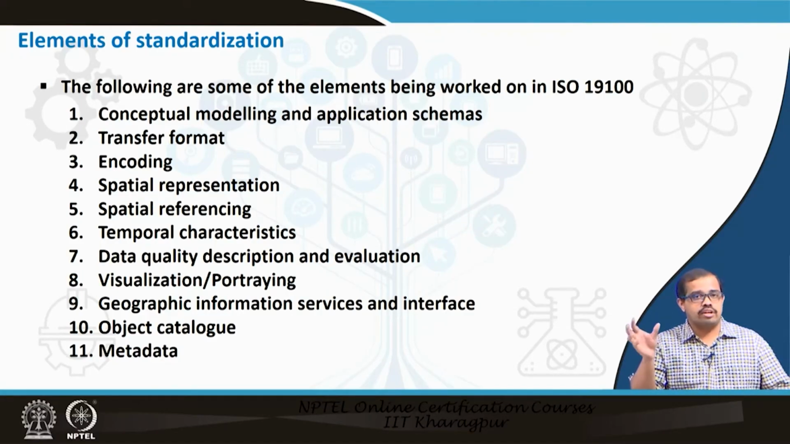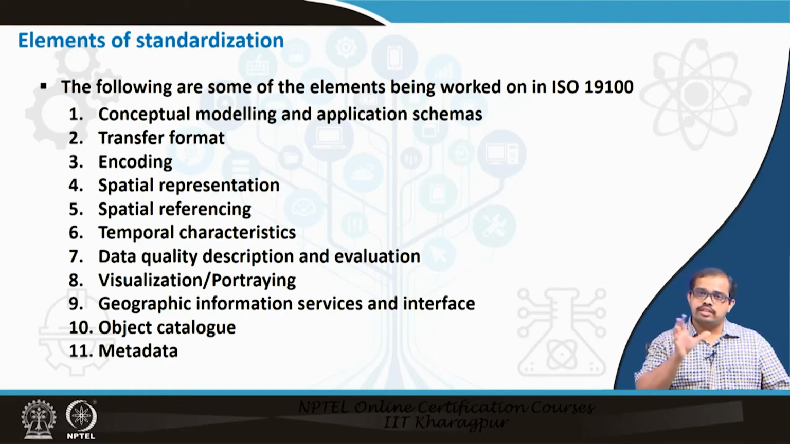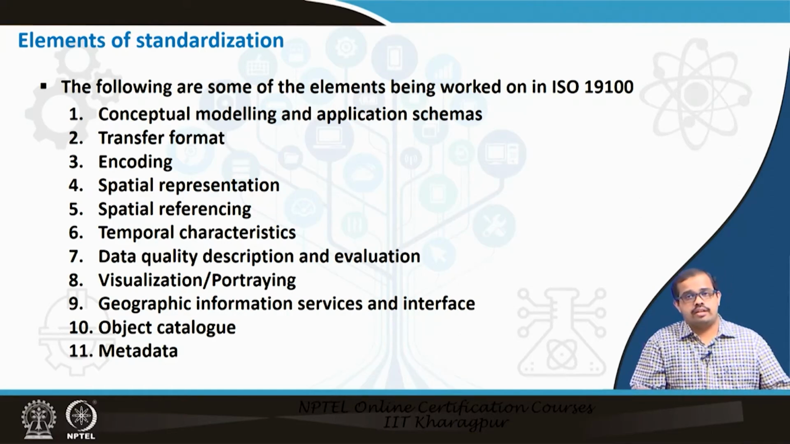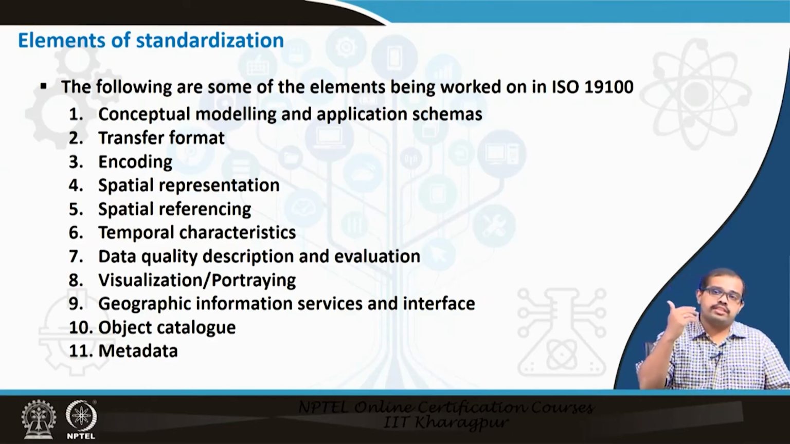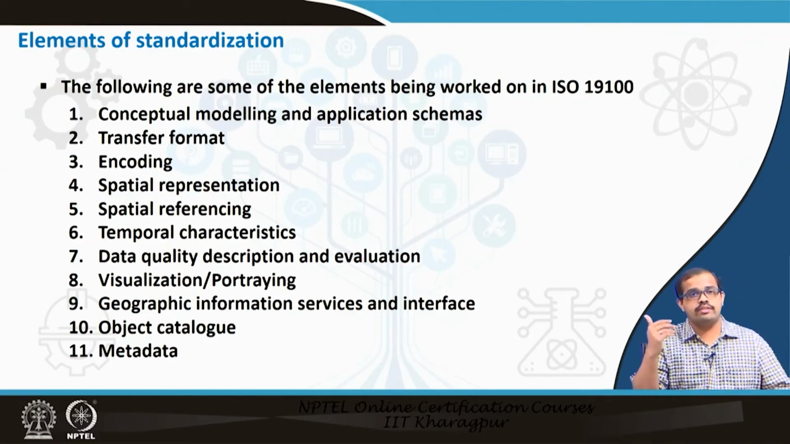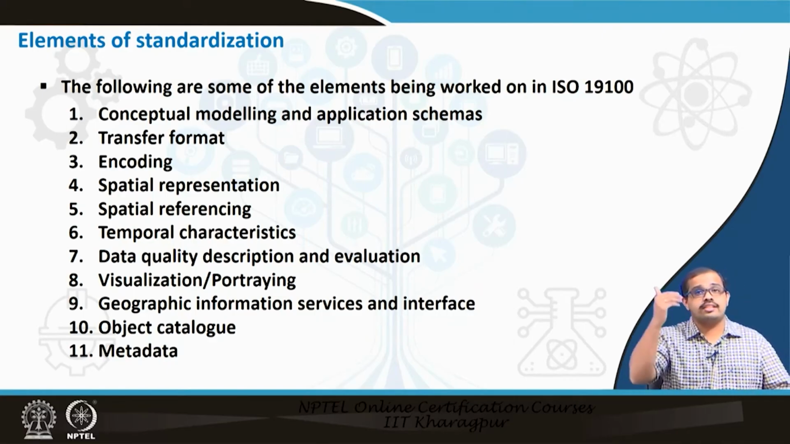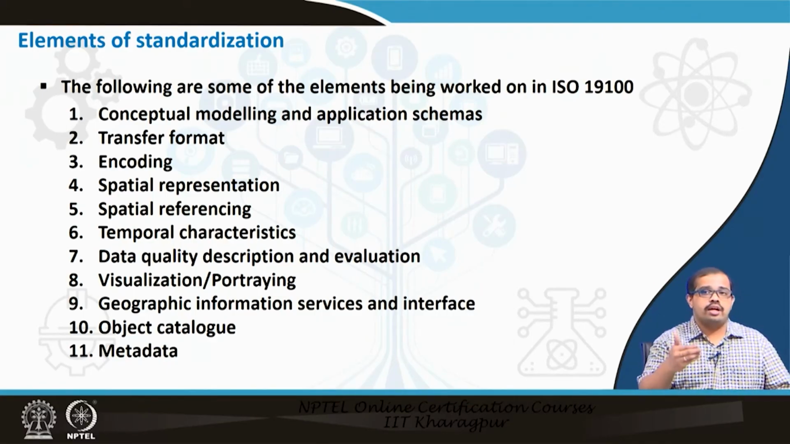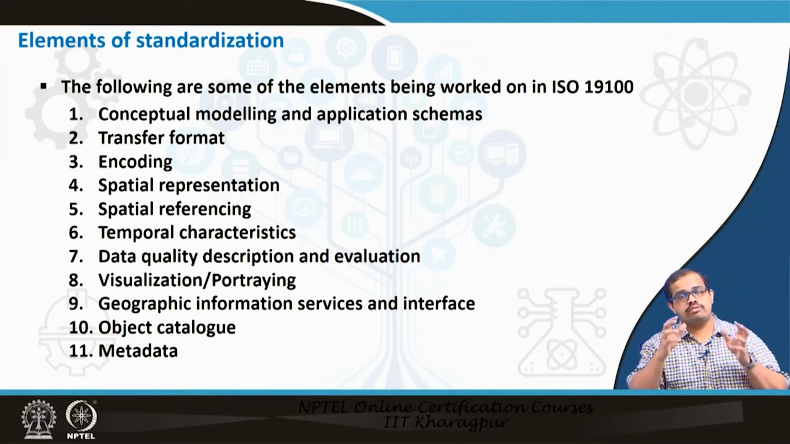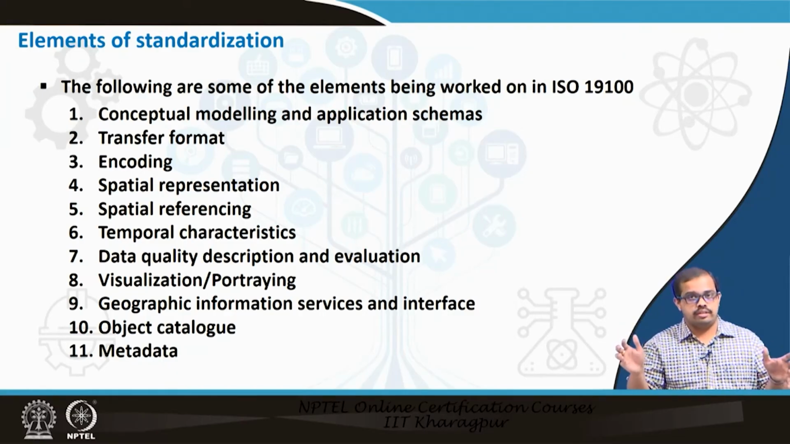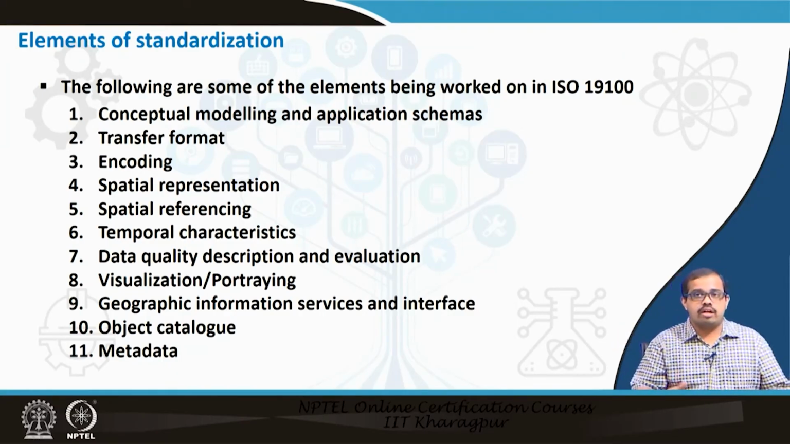And when you look at geographic information services and interface, these are well established standards. When you look at services, it may be web services, it may be desktop services. So, based on services there are certain standards. For example, now you have WebGIS standards, the WMS standards, etc. All of these are actually contributing to developing quality data. Then you have object catalog and metadata. We will look at metadata at the end of this class.